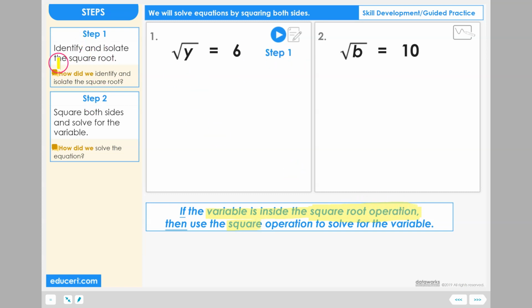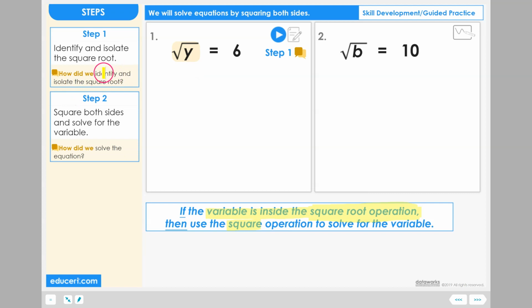Step 1. Identify and isolate the square root. So in this case, we have the square root over here. It's the square root of the variable y. And by isolate, we want to make sure that the square root is the only thing on one side of the equation. So for equation 1, the variable inside the square root has been identified and it is isolated on the left side of our equation.